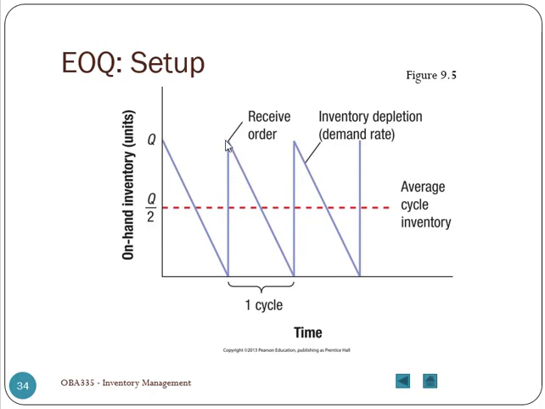So our inventory level goes back to Q and starts to go down again. Once it reaches zero, we receive the next shipment of Q units. So it will continue on like this forever. We call this a cycle. The highest inventory level is Q, the lowest inventory level is 0. So the average inventory level, the cycle inventory, is Q divided by 2.